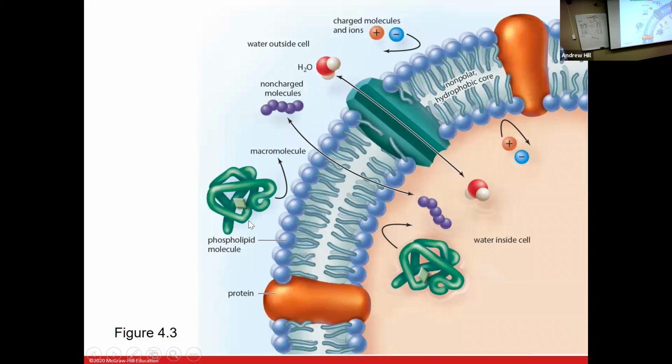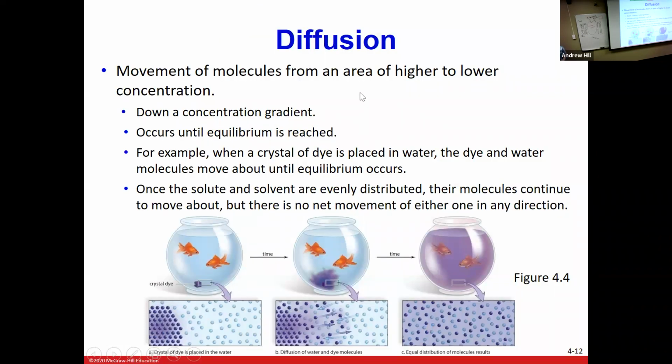A very large macromolecule, like a protein, would not be able to get through. It's just simply too large. Okay. So how are these molecules moving? Well, you've heard about this before, I'm sure, in high school. There's this process called diffusion, which is a movement of molecules from an area of higher concentration of that particular molecule to an area of lower concentration of that particular molecule. So we say that the molecule is moving down its concentration gradient.